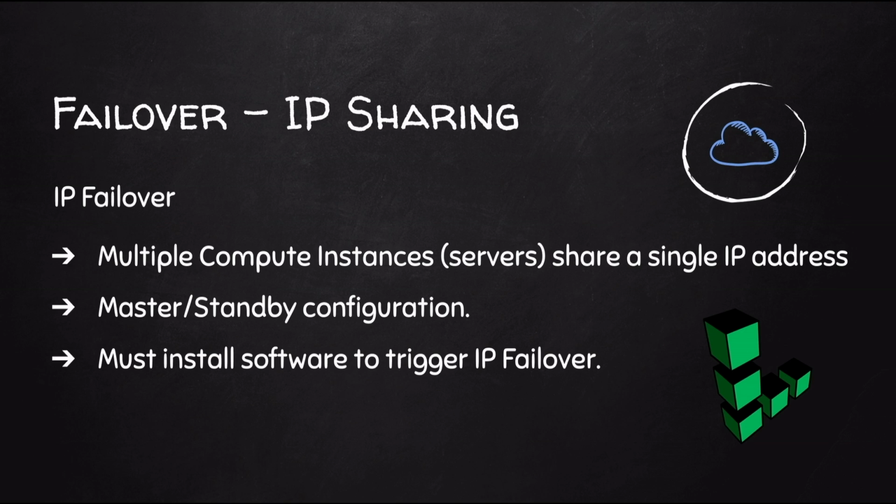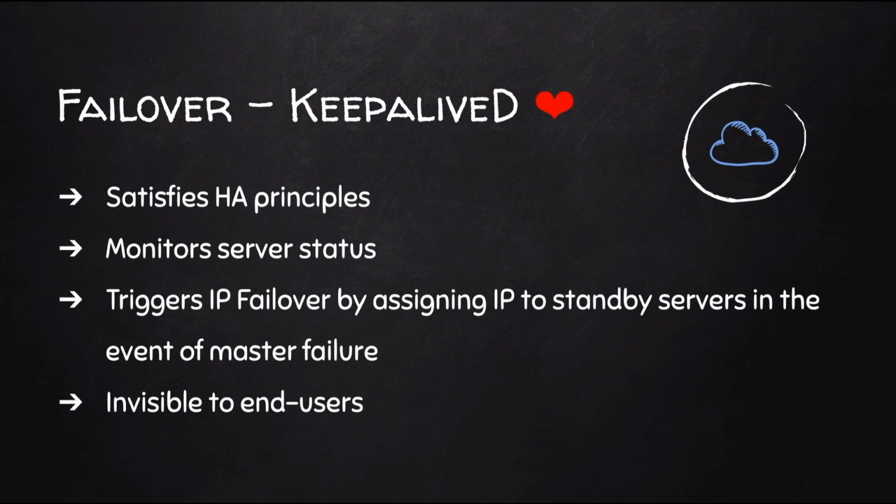The failover model that we will implement is IP failover. The first step to implementing IP failover is allowing multiple Linode compute instances to share a single IP address. One server will act as the master, or primary, and in the event of a failure, one of the standby servers can be assigned its public IP and continue serving requests from users. We will install software which monitors and reassigns IPs on each master and standby server. We will satisfy the principles of redundancy, reliable crossover, and automatic failure detection with a software package called keepalived.